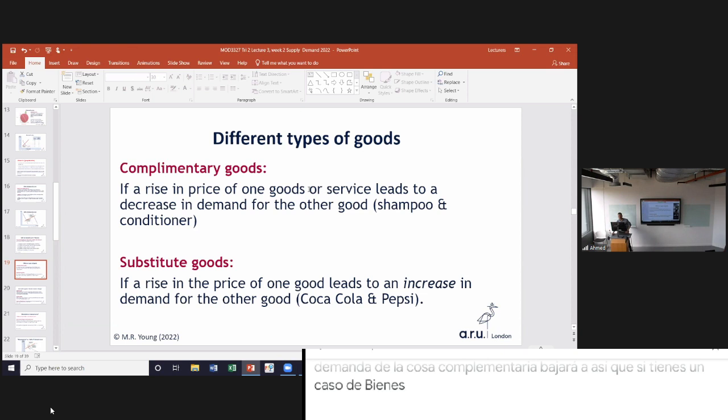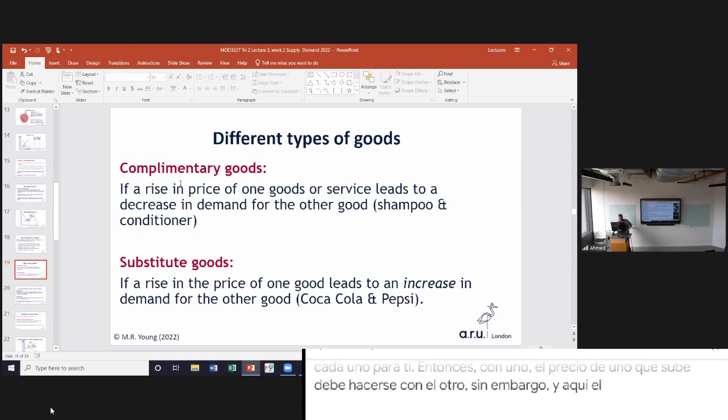So this means that, let's say shampoo was £1 and conditioner was £1. If shampoo goes up in price, okay, then the demand of shampoo will go down, but the demand of the actual complementary good will also go down because people buy them together, right? So these are two ideas that when it comes to substitute goods and complementary goods, we have to understand where each one falls, yeah? So with one, the price of one going up leads to the demand of the other one going up, and here, the price of one going up leads to the demand of the other one going down.